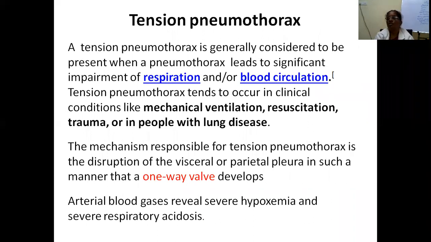Next, tension pneumothorax. Tension pneumothorax is different from normal pneumothorax. It is generally considered to be a pneumothorax which leads to impairment of respiration and blood circulation. It tends to occur in clinical conditions like mechanical ventilation, resuscitation and trauma, and in some people with lung disease. The mechanism responsible is disruption of the visceral or parietal pleura in such a manner that there is only a one-way valve development. The ABG shows hypoxia and severe respiratory acidosis.